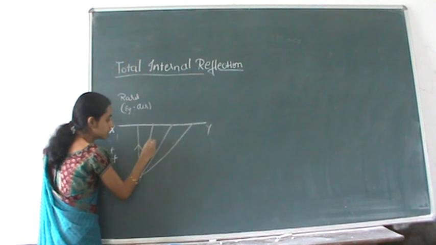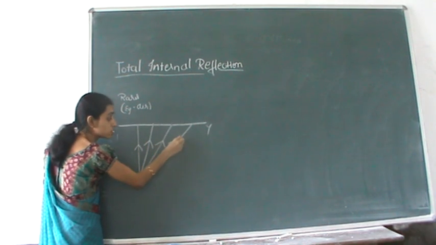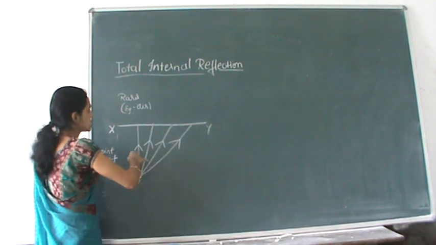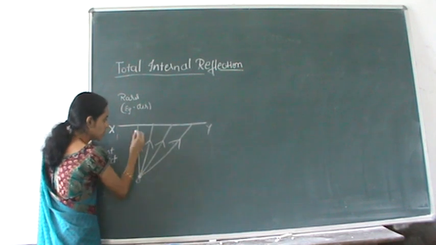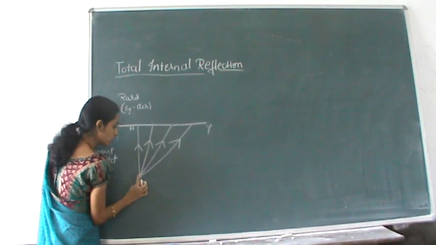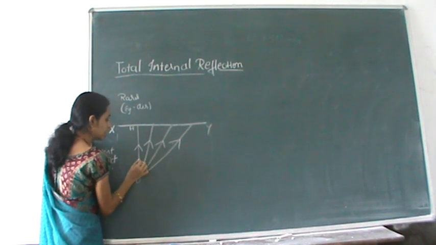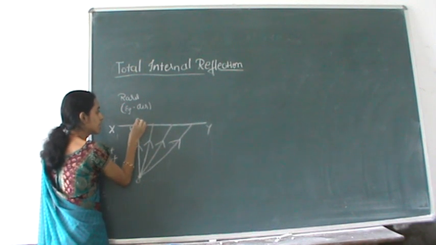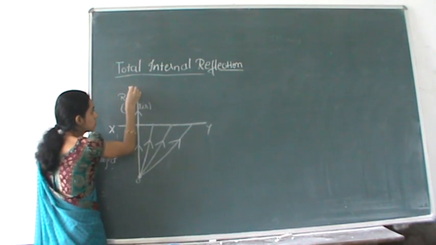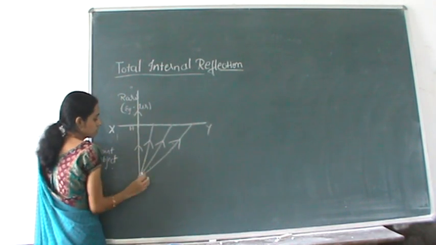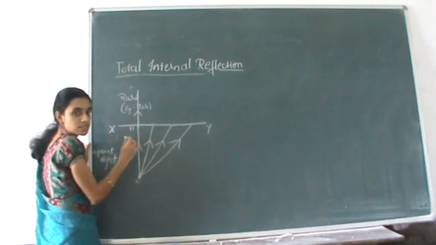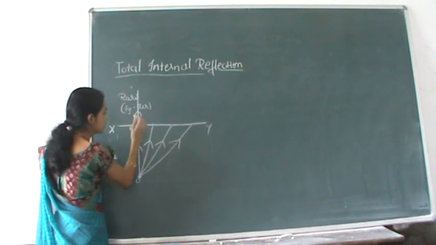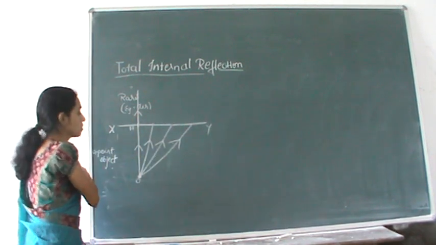While drawing the ray diagram, you have to put the arrow mark. If there is no arrow mark, it will be meaningless. Consider the first ray. OA is the ray which is normal. The angle of incidence is zero, so it will be undeviated. This ray is normal, the angle of incidence is normal, so the refraction or reflection will be normal. So this ray will be undeviated from the interface.